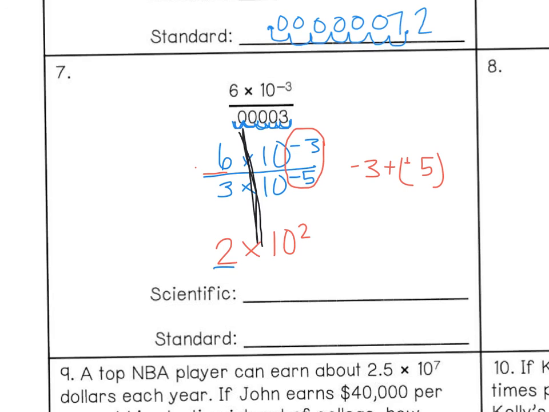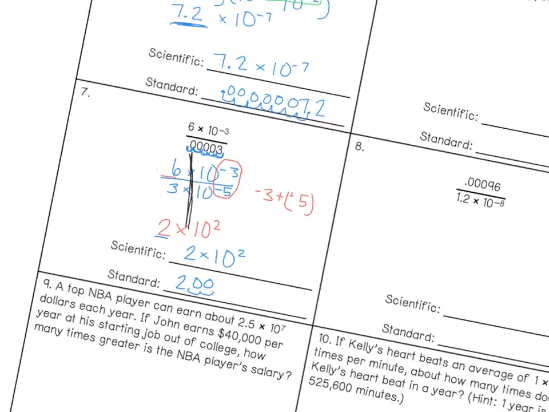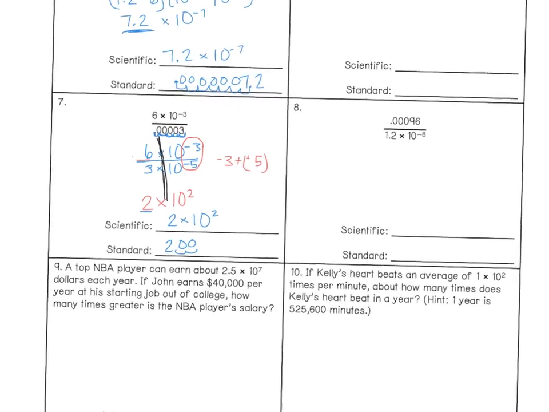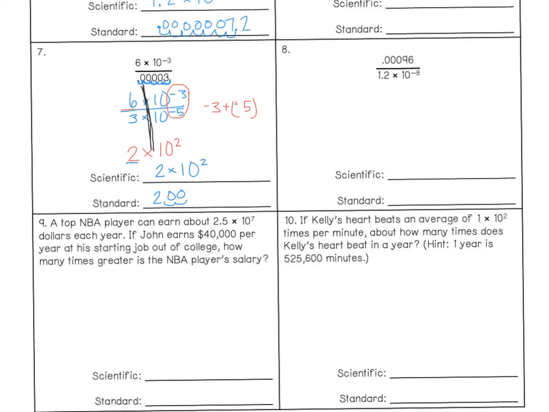And this number, our coefficient, is between 1 and 10, so it's correct scientific notation. So 2 times 10 to the second power. And in standard notation, that is 1, 2. So 200. Okay, so I'm going to have you try number 8 on your own, and then also numbers 9 and 10. And if you need any help, make sure you ask.